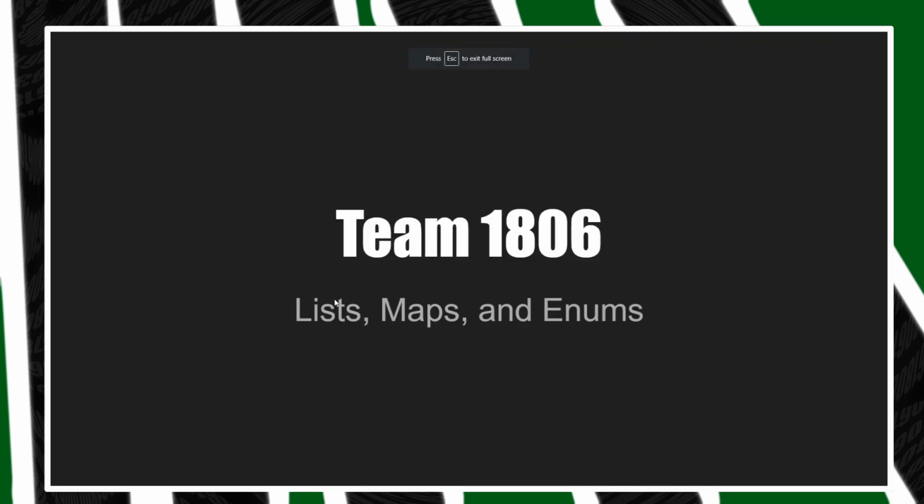I want to present lists, maps, and enums, or enums. There's a million ways to pronounce it. I think basically all of them are wrong because someone will complain about it. I wouldn't worry about it much.